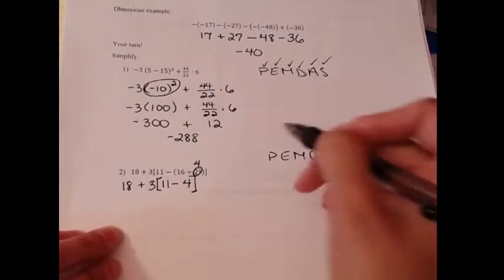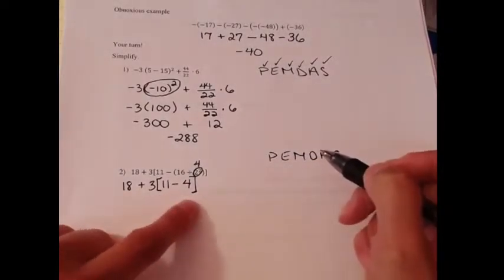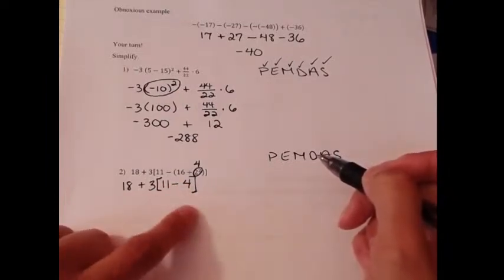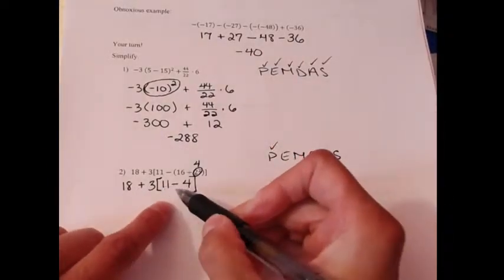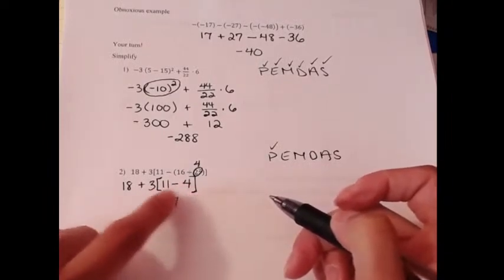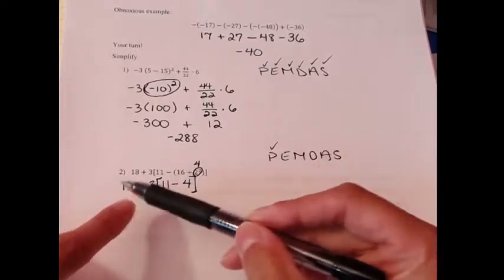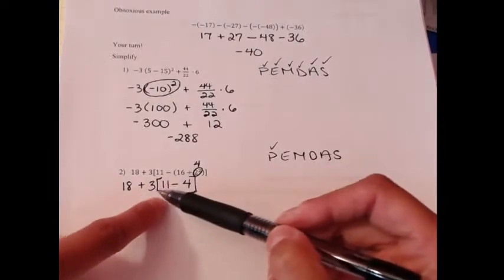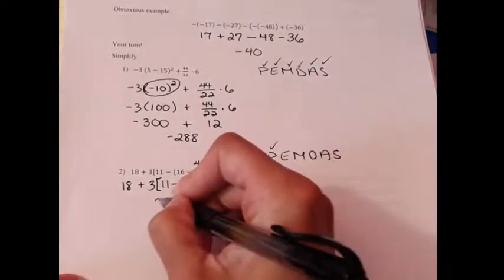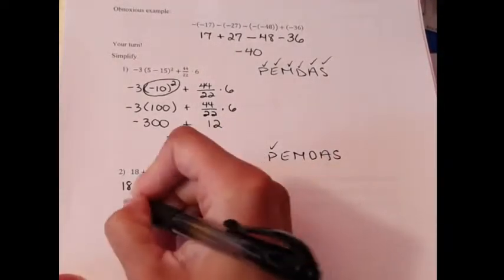At this point, we go back to the idea of PEMDAS, and we recognize, oh, wait a second, we have another set of parentheses. It's our bracket. So we have to take care of what's inside of this bracket first. So we're going to say 11 minus 4 gives us 7. In this case, I'm going to bring the brackets down because of the relationship with 3. Notice this says 18 plus 3 times 11 minus 4, right? 3 times 11 minus 4, which is 7. So again, bring everything down.